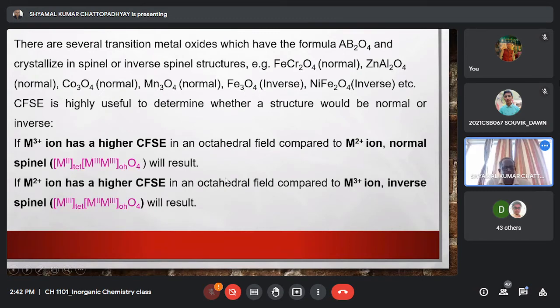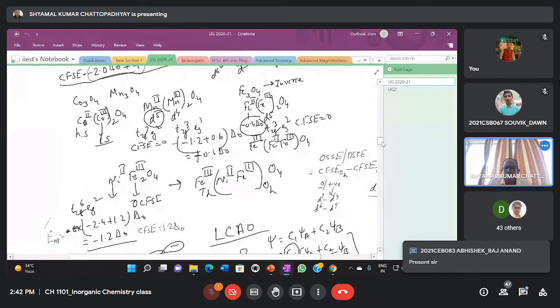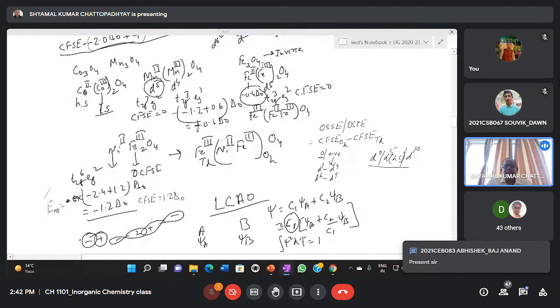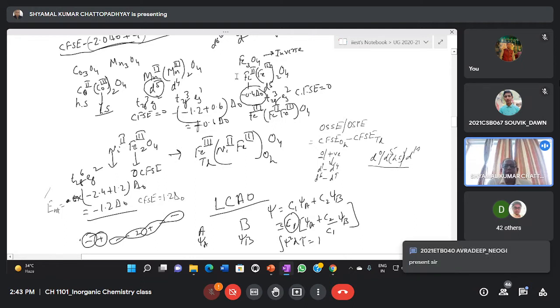Fe3O4 means 1 ferrous ion and 2 ferric ions. Now the ferric ion is high spin D5, so it has no CFSE. But the high spin ferrous ion has the energy equal to minus 0.4 dq, that means CFSE equal to plus 0.4 dq. So the ferrous ion has higher CFSE than ferric.